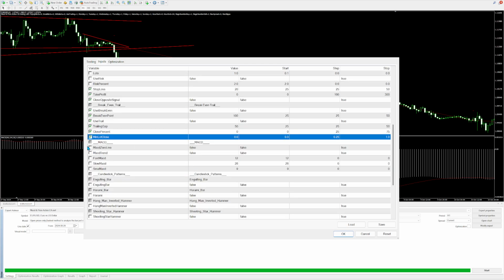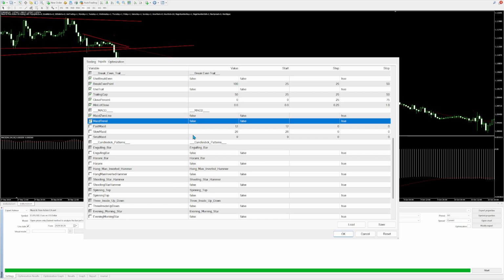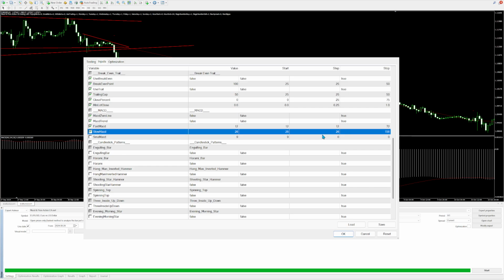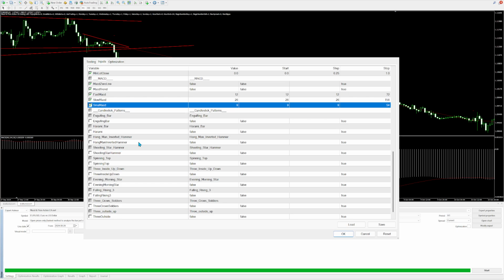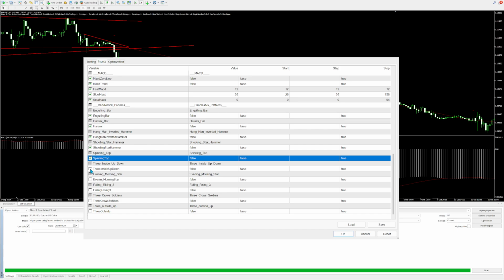Okay, and for the indicator aspects, let's go true or false for the zero line MACD, true or false for the trend line MACD. For the fast MACD, let's optimize 12 up to 72, slow 26 up to 156, and 9 up to 54. So we can optimize all the MACD settings there as well. And we'll put true or false for all of the candlestick patterns.